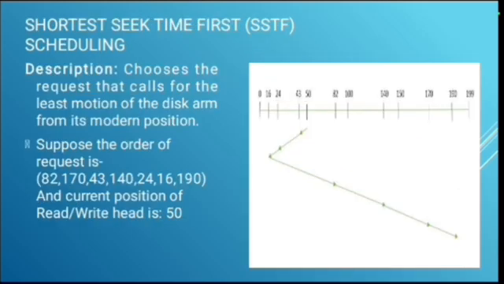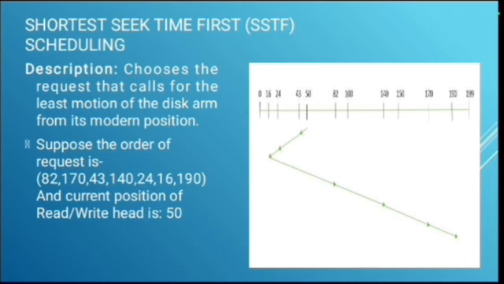Next we will see the shortest seek time first scheduling algorithm. In SSTF, requests having the shortest seek time are executed first. So the seek time of every request is calculated in advance in the queue and then they are scheduled according to their calculated seek time. As a result, the request nearest to the disk head will get executed first. SSTF is certainly an improvement over FCFS as it decreases the average response time and increases the throughput of the system. Let us understand with the help of an example.